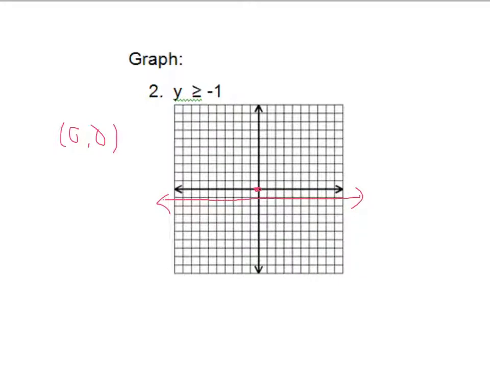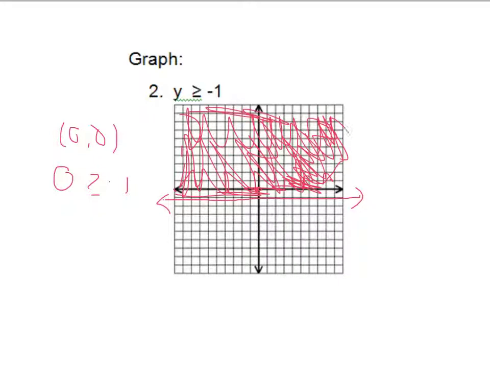So then 0 greater than or equal to negative 1, that is a true statement. Ooh. So that is where I'm going to color, above the line, the side that contains the point that I just tested. Now I think most of you can kind of tell, it's y is greater than or equal to negative 1, so this is where we shade. There we go.